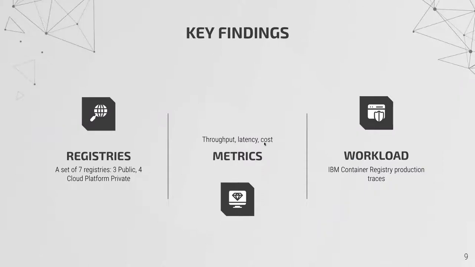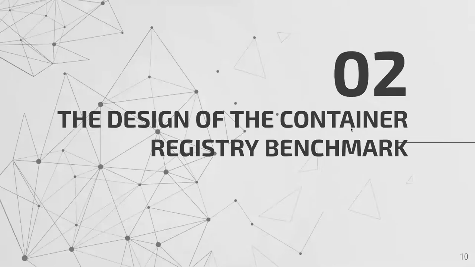Finally, to summarize our key findings, we identified a set of seven registries that we recognized as interesting registries that our benchmarking tool should be able to measure and evaluate. Secondly, we identified three metrics that are relevant when talking about registry performance, and those are throughput, latency, and cost. And finally, we identified the workload, which is the set of IBM container registry traces. And this will allow us to perform experiments using real world usage.